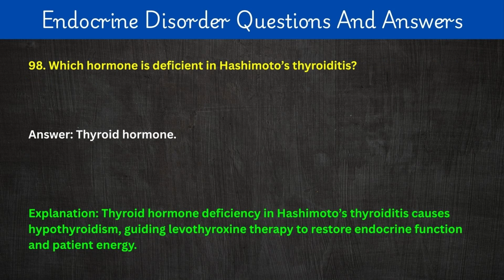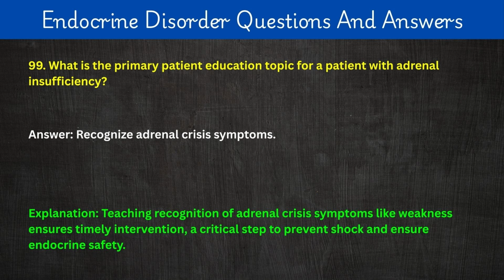98. Which hormone is deficient in Hashimoto's thyroiditis? Answer: thyroid hormone. Explanation: thyroid hormone deficiency in Hashimoto's thyroiditis causes hypothyroidism, guiding levothyroxine therapy to restore endocrine function and patient energy. 99. What is the primary patient education topic for a patient with adrenal insufficiency?